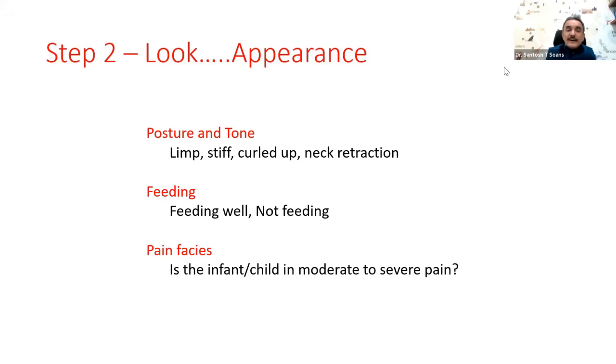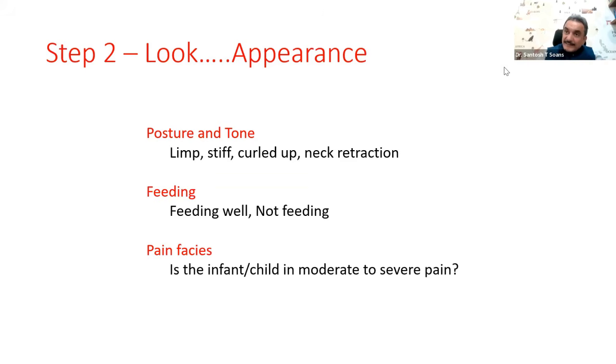Look at the posture and tone. See, limp child, any problem with the CNS, central nervous system, the baby will be limp. He'll be having stiffness like in meningitis. You can have a curled up posture. Neck retraction will be there in meningitis. Feeding well, not feeding, I've already told. And always look at the pain. As you look at the babies and children, you will know when a child is sick or not. The pain, you will actually see the pain.